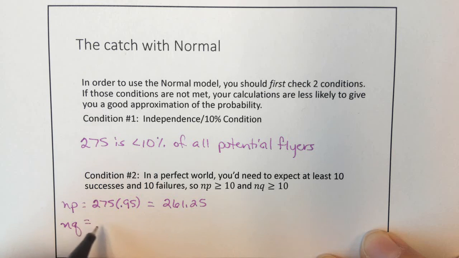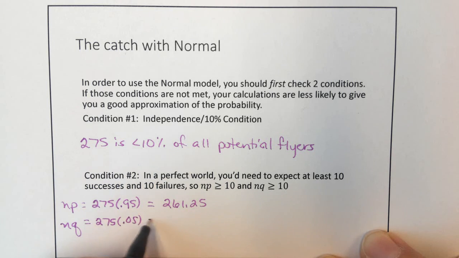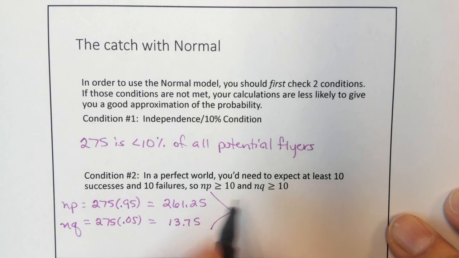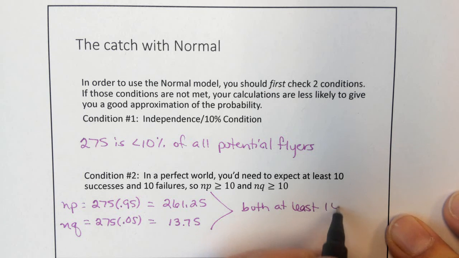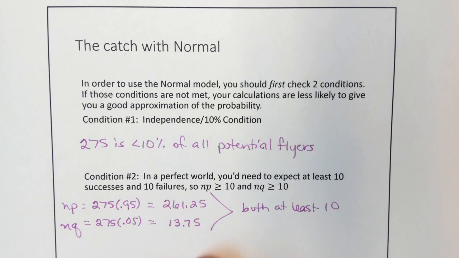And the number of people who won't show up for the flight on average is 275 times the 5%, which is the other 13.75 people. These should add up to the 275. That's more than 10. So these are both at least 10. And as long as both of those are at least 10, then the normal model will give us a pretty good estimate. Now, why that is true is beyond what we can deal with right now.